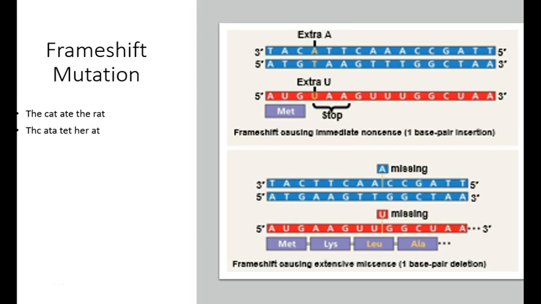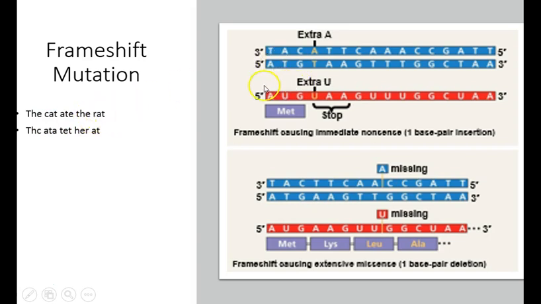In general, frameshift mutations can be really bad. And the reason why is because once you either delete or add a nucleotide into the sequence, it changes all of the codons after that. So remember, like the cat ate the rat. We're reading in 3-letter words, right? Each word tells us something.